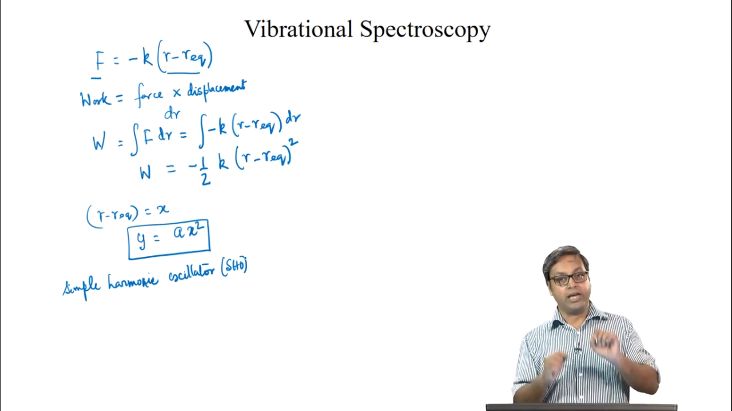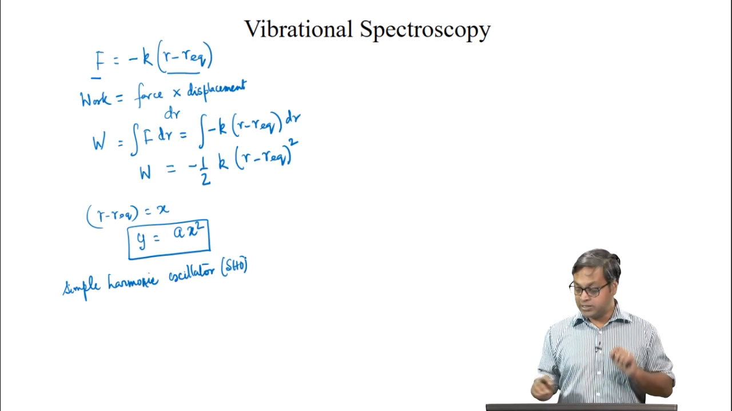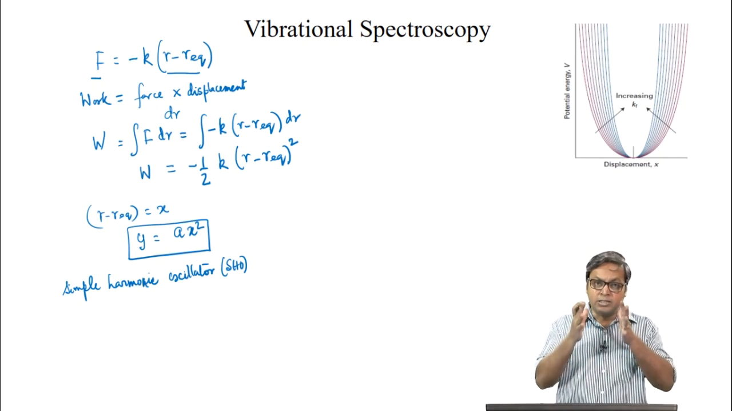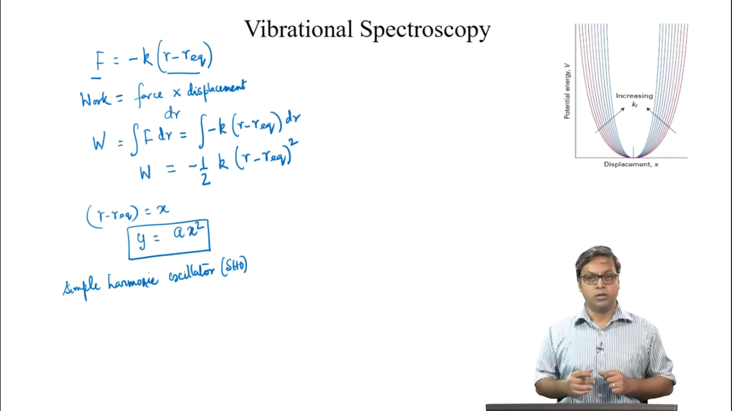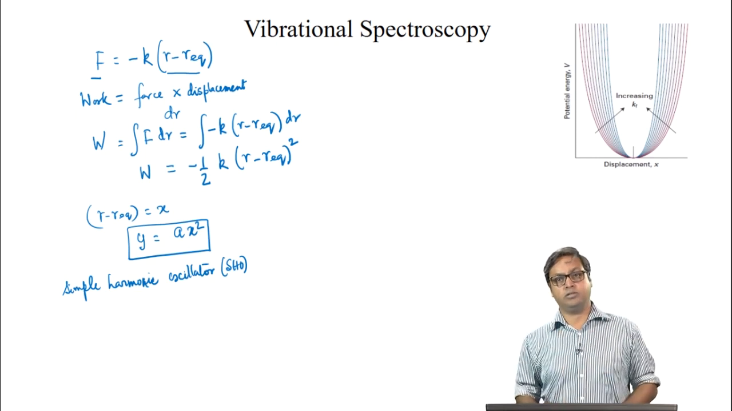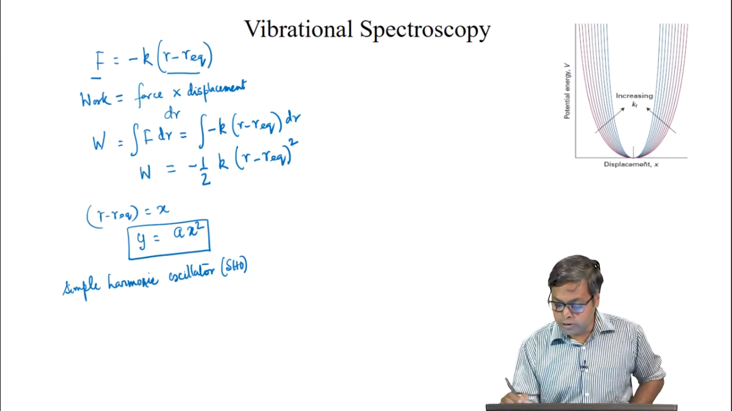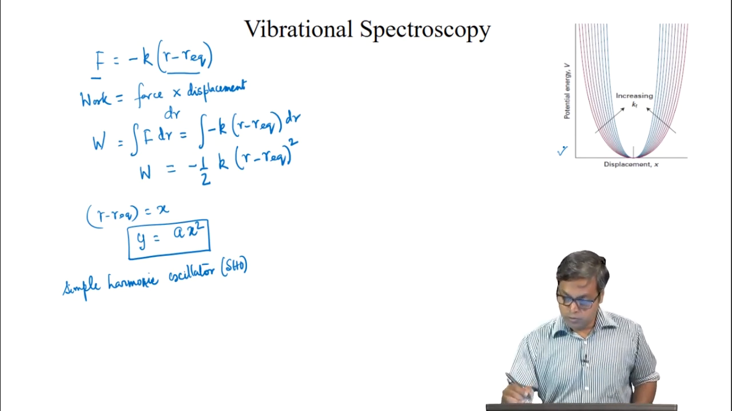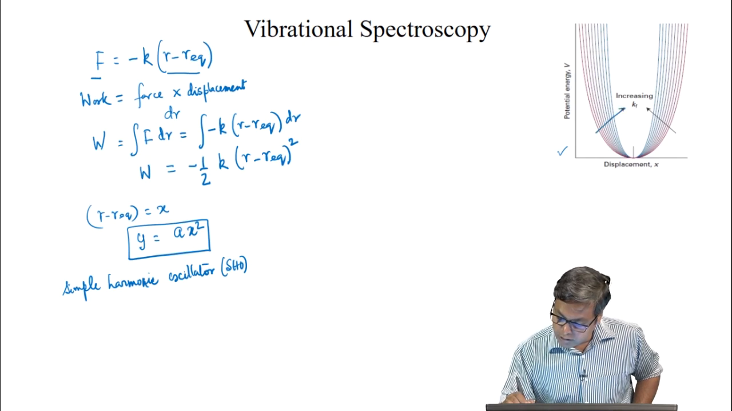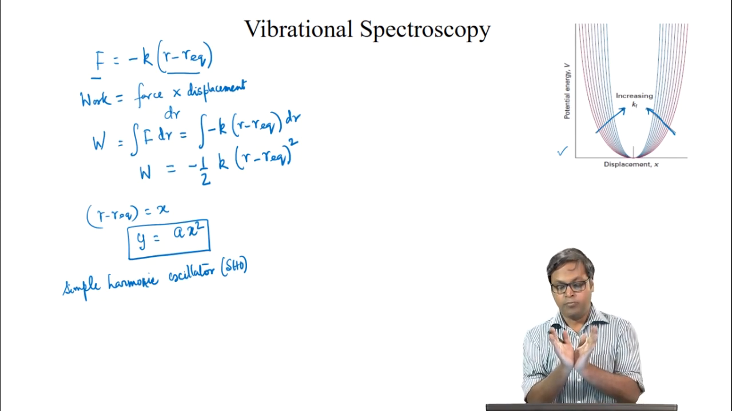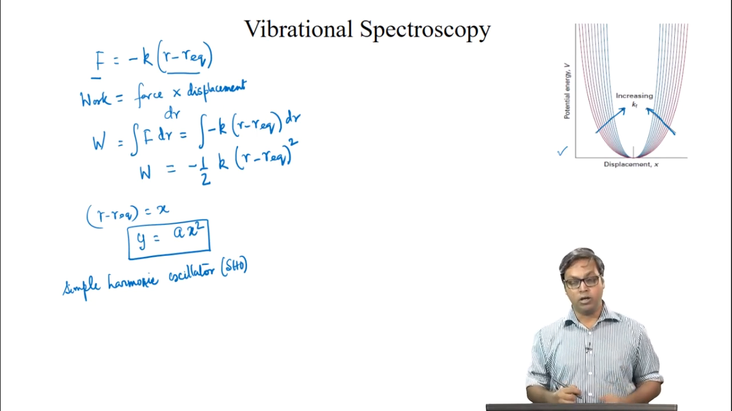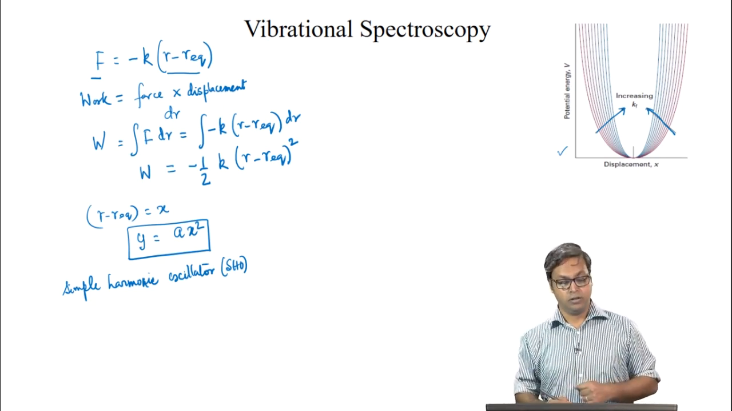So, the value of k or the force constant is extremely important, as it is used to define the stiffness of the well. A strong force constant means a sharp well and a stronger bond. As you can see from this figure, the force constant is increasing in this direction. As this parabola becomes narrower and narrower, the value of k increases.